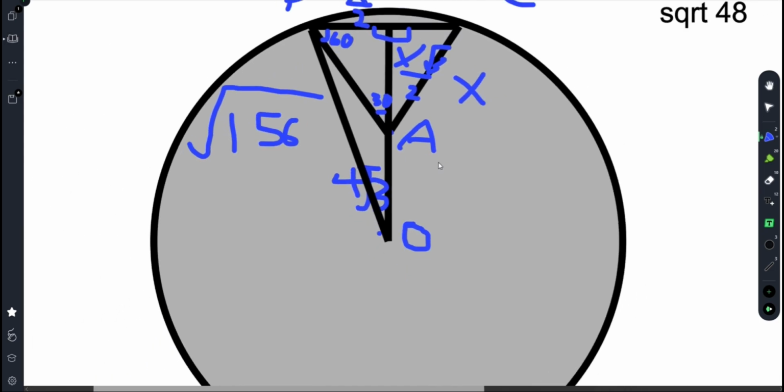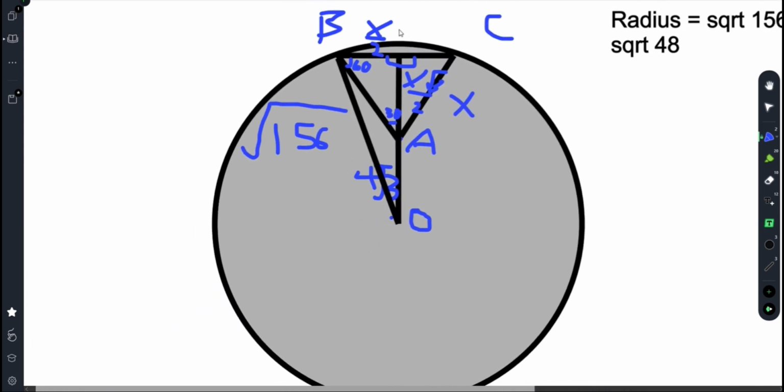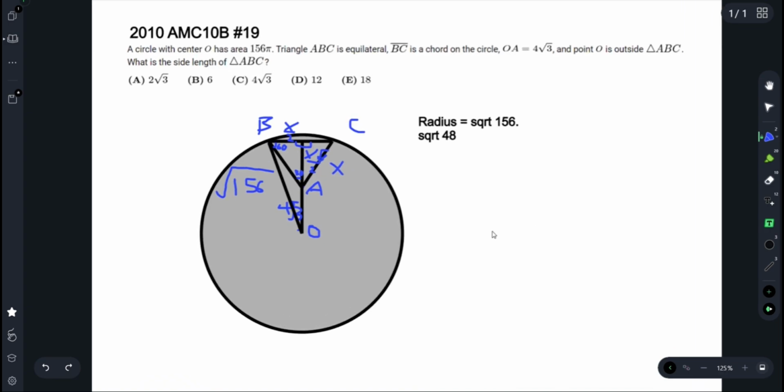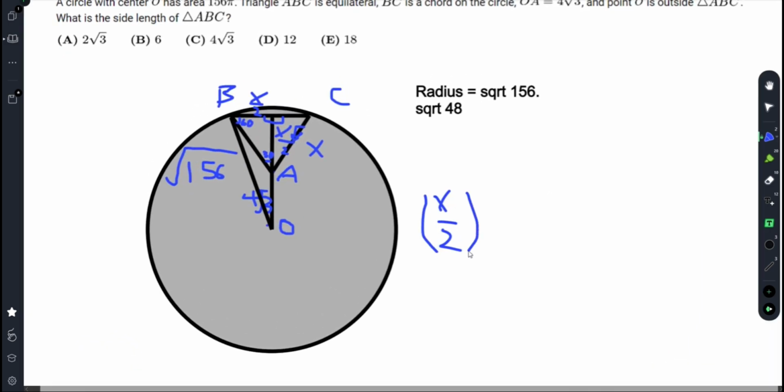So now we have our equation. We can do Pythagorean theorem on B, O, and then this point right here. What we get is x over 2 squared plus 4 root 3 plus x root 3 over 2 squared is equal to 156.